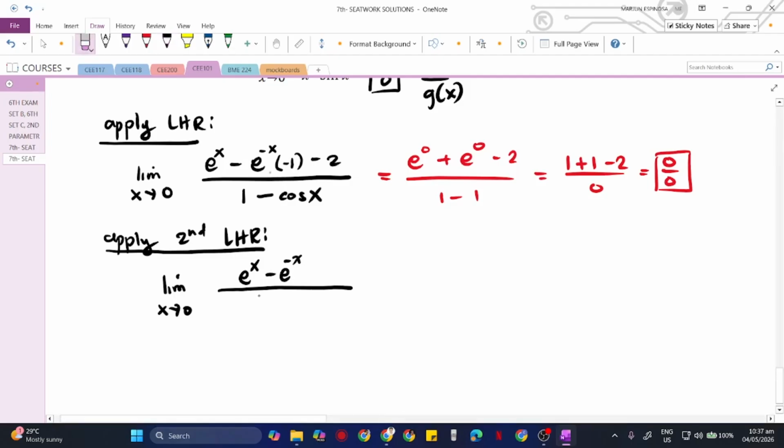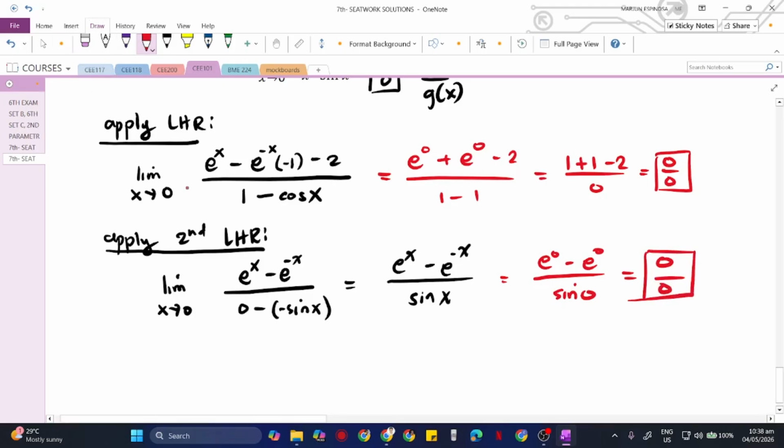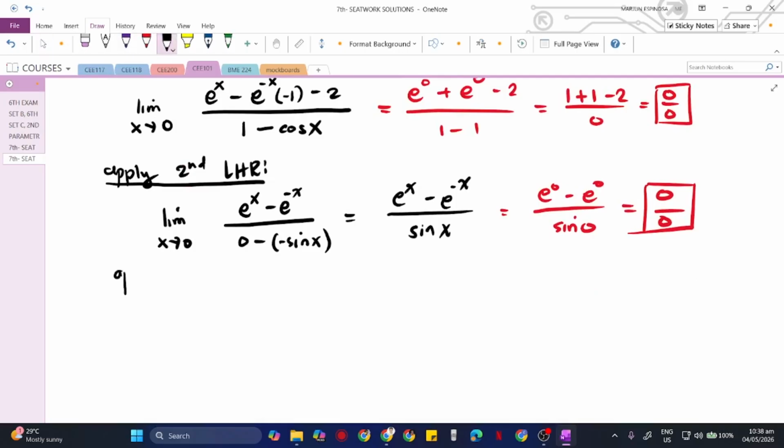So, yan na yung magiging numerator natin. Derivative of 1 is 0. Okay? Minus, the derivative of cosine x is negative sine x, so positive. Okay? So, we now have e raised to the power of x minus e raised to the negative x, all over positive sine x. Then, we can now check, no? So, we have here e raised to the power of 0, magiging 1 pa rin yan. Minus e raised to the power of 0, magiging 1 pa rin yan. So, obviously, magiging 0 ito. And the sine of 0 is still 0. So, indeterminate form pa rin yan, no? Then, we can proceed to applying naman the third L'Hopital's rule.